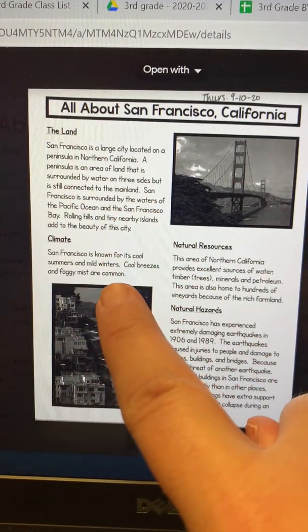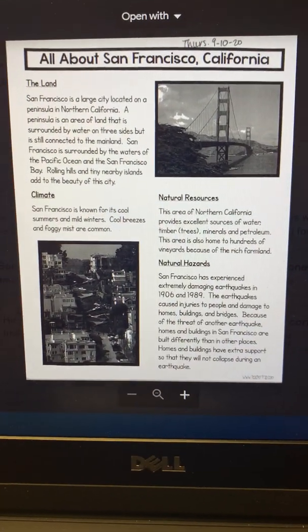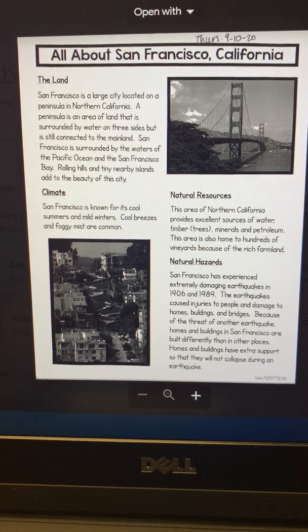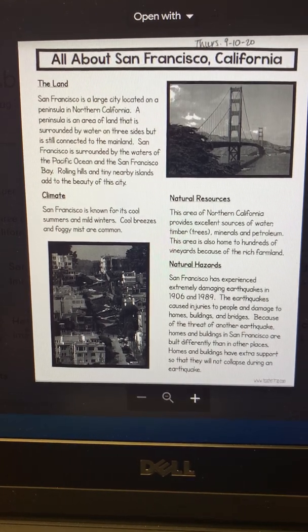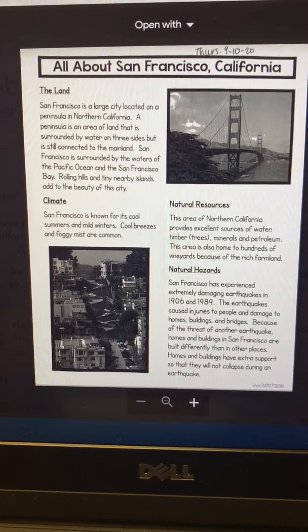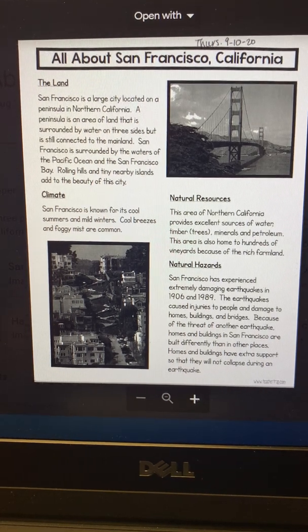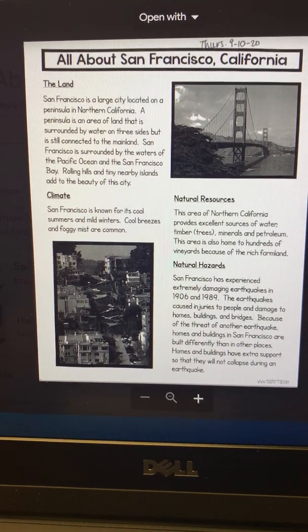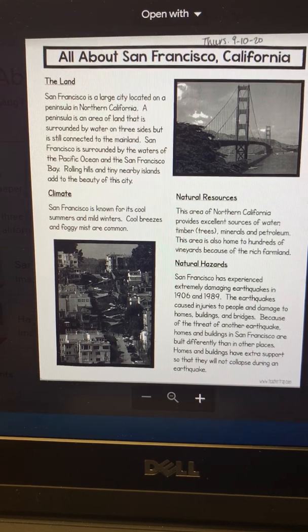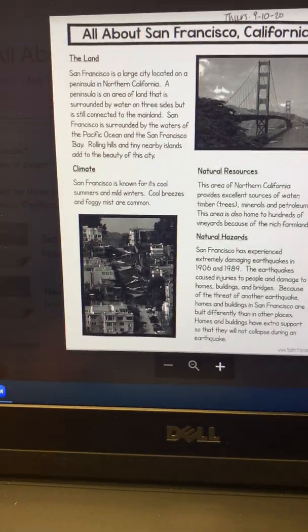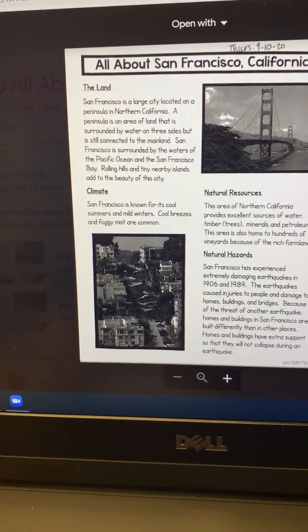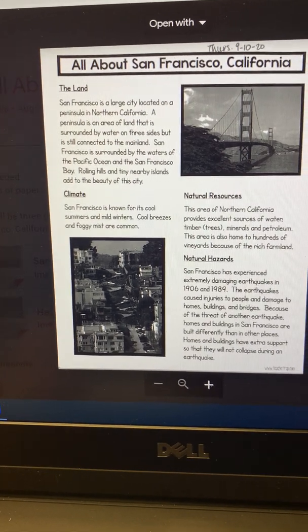What's next on here? We did the land. Now let's do climate. Okay, it says San Francisco is known for its cool summers and mild winters. Cool breezes and foggy mist are common. So notice that word common. That means that it happens often. And that's what climate is. It's the weather that is common there.